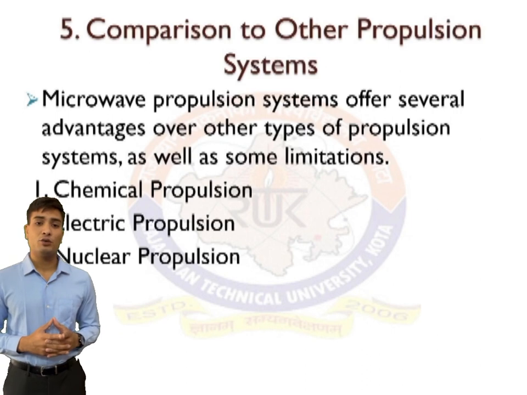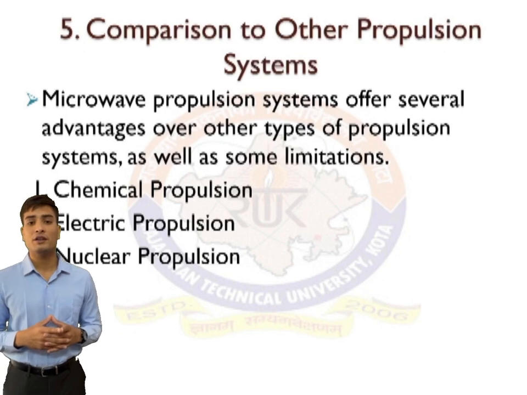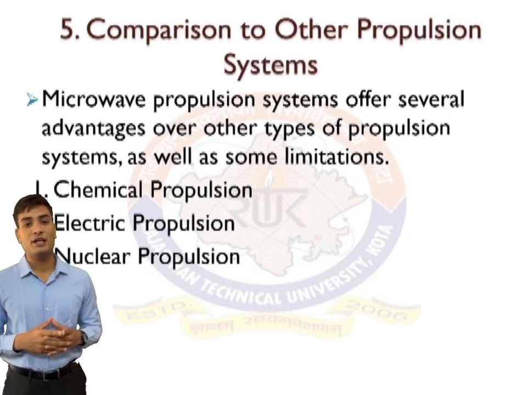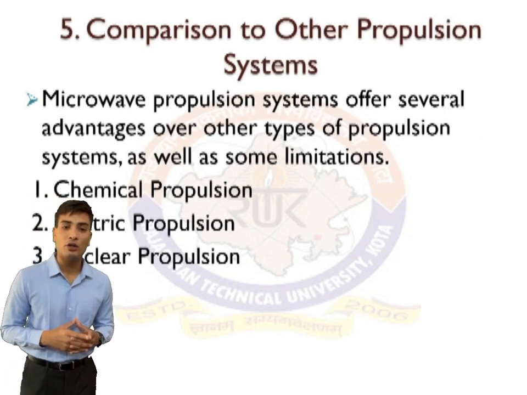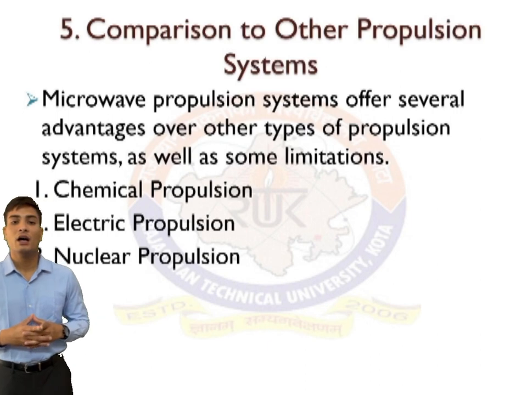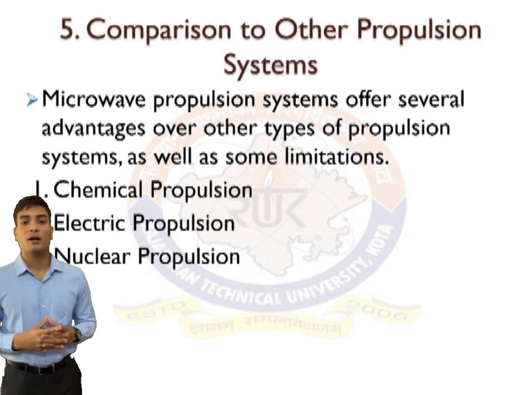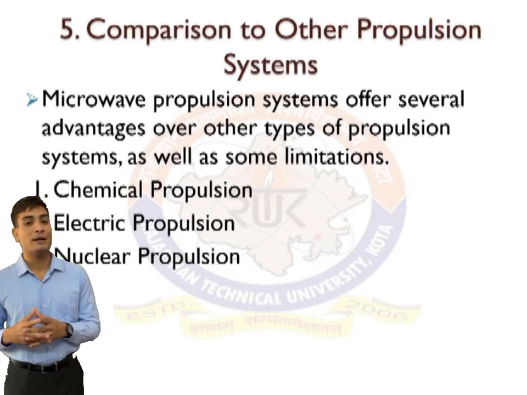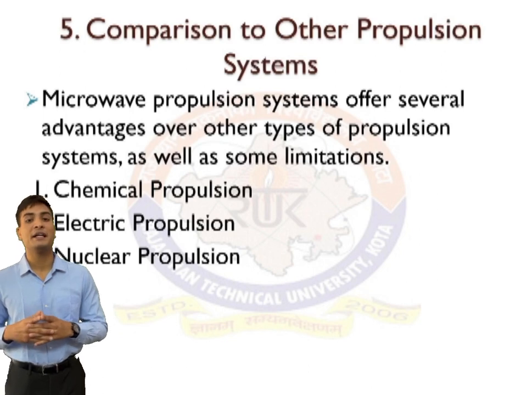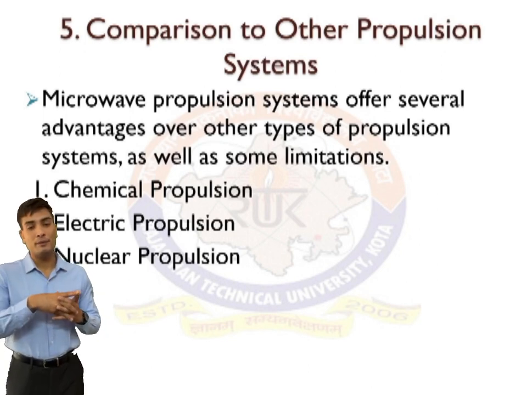In comparison, chemical propulsion systems such as liquid or solid rockets are currently the most used propulsion systems for space missions, and they require a large amount of propellant, making them unsuitable for long duration missions. In comparison, the microwave propulsion system offers a much higher specific impulse and can operate for a much longer period of time.